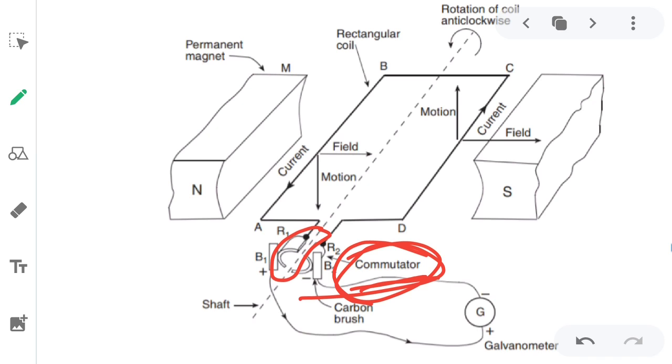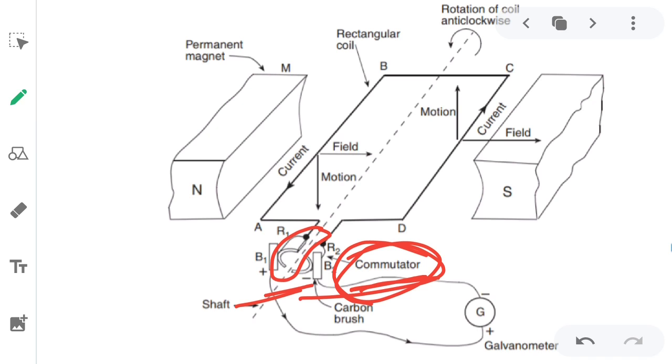Okay. But when the current comes out with the help of carbon brushes, it will have only one direction. It will not have two different directions. Okay. That's why we use a commutator in a DC generator.